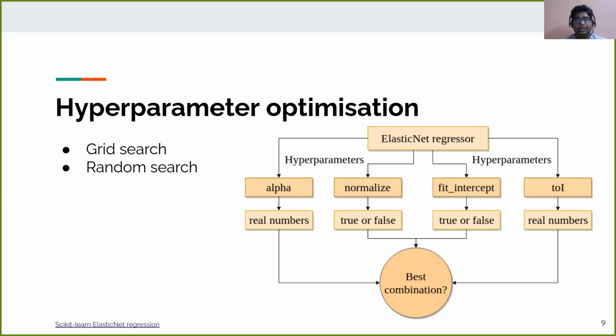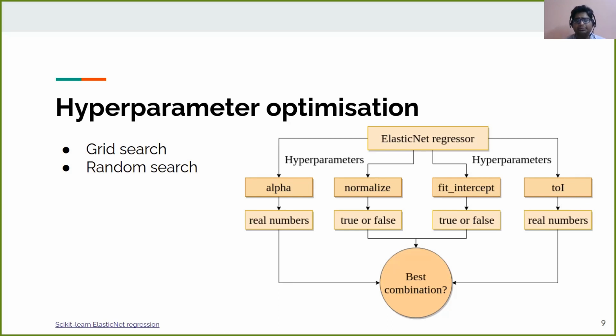For grid search, our algorithm creates all versus all combinations of these discrete values of all hyperparameters. And for each combination, it tries to find an accuracy. The combination which gives the best accuracy gives the best hyperparameters for ElasticNet regressor for a particular data set.